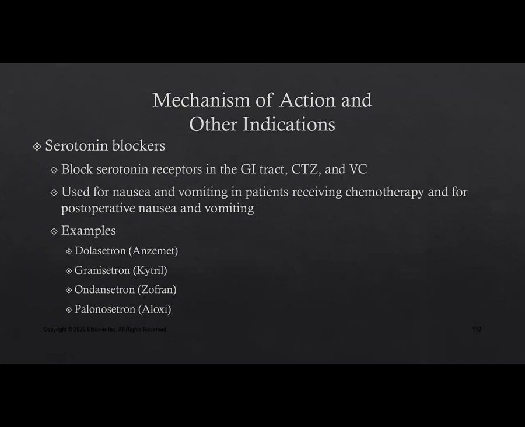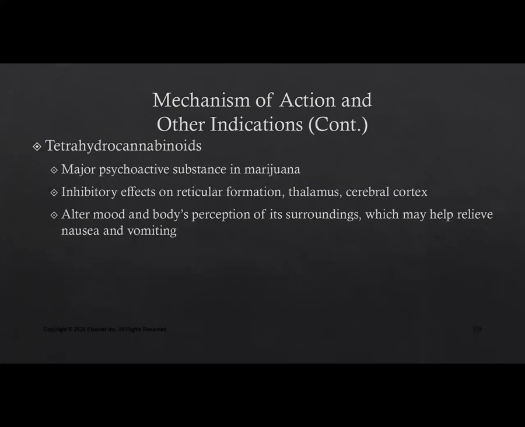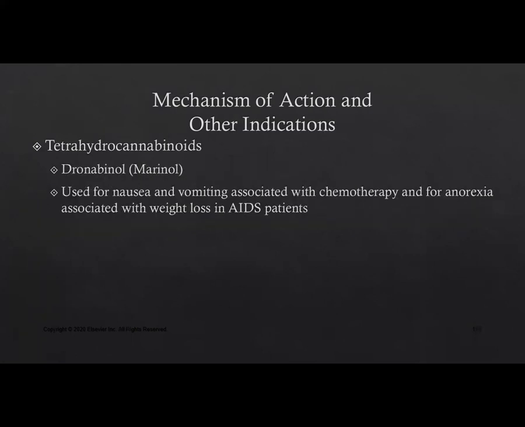Serotonin blockers block serotonin receptors in the GI tract, CTZ, and VC, used for nausea and vomiting in patients receiving chemotherapy and for postoperative nausea and vomiting. So the one we usually use more than anything else is ondansetron. Your tetrahydrocannabinoids, the major psychoactive substances in marijuana, inhibit effects on the reticular formation, thalamus, and cerebral cortex, altering mood and the body's perception of its surroundings, which may help relieve nausea and vomiting. Used for nausea and vomiting associated with chemotherapy and for anorexia associated with weight loss in AIDS patients.